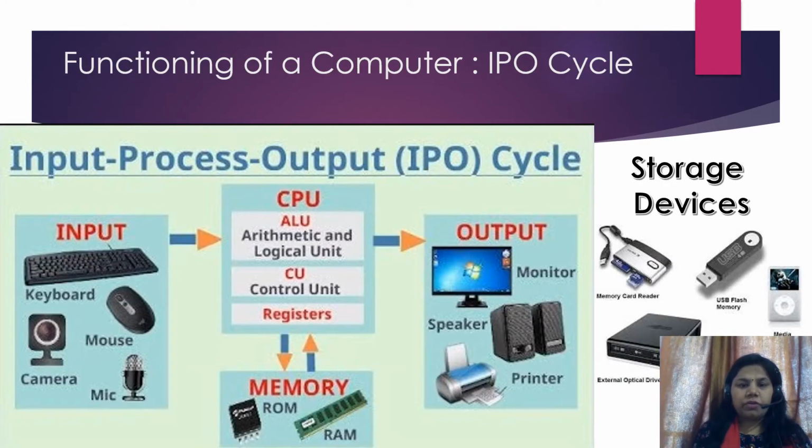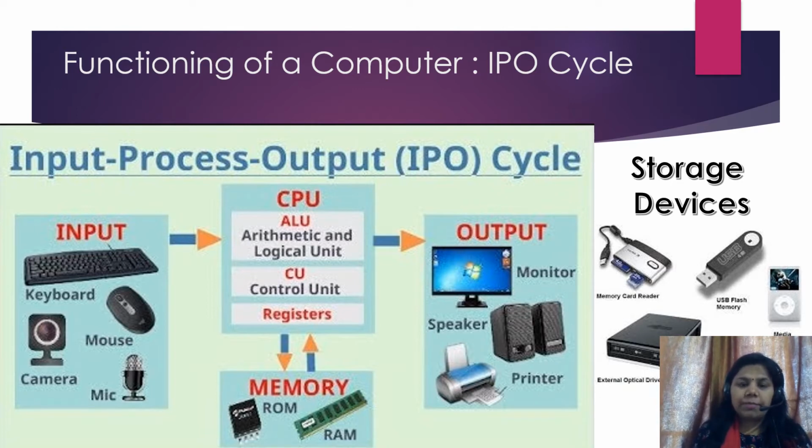Here also you can see in the form of a diagram the functioning of the computer IPO cycle. You can see all these are input devices, like the mic. Right now I am using my mic for inputting my voice, so this is also one of the input devices. Then mouse, then keyboard, then camera. All these are input devices. Then CPU.